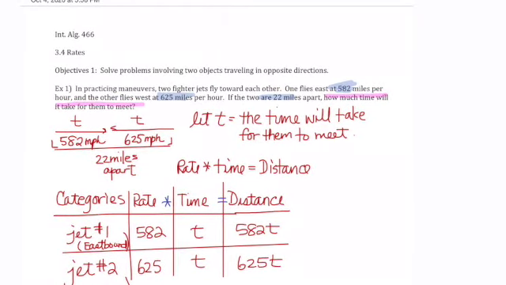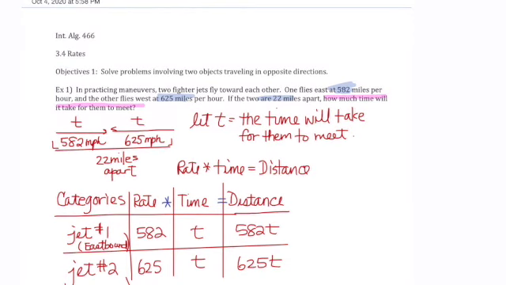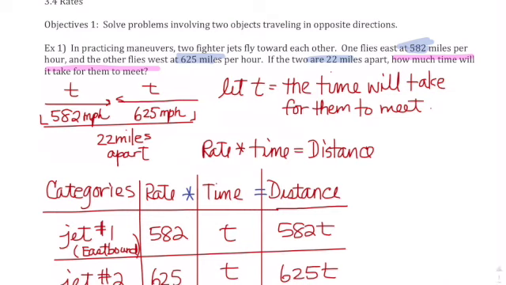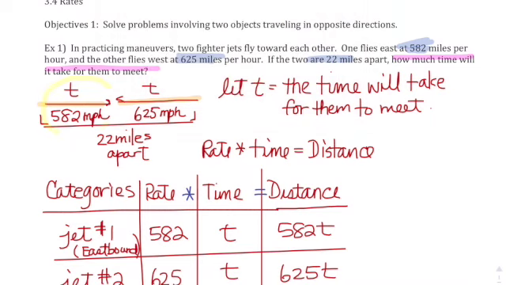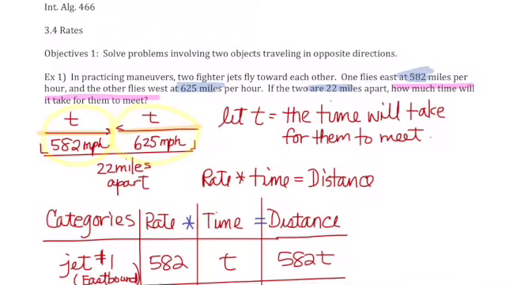The last thing it says, if the two are 22 miles apart, that means the distance from the first flight to the second flight, they are 22 miles apart. So that means this piece right here, the eastbound, plus the westbound, is going to be 22 miles, because this is one piece plus this piece, and together they are 22 miles. So that's what I'm going to do.